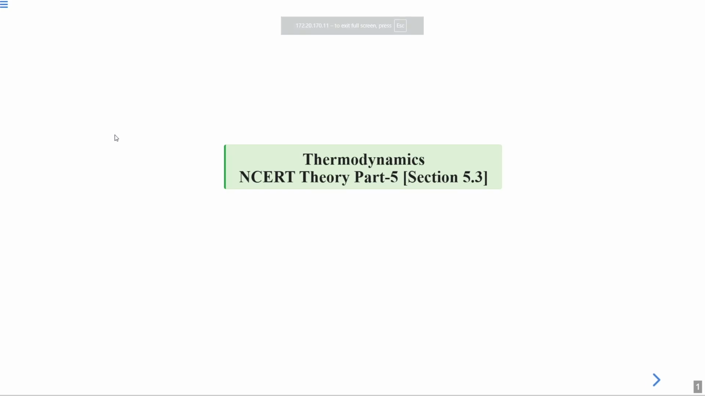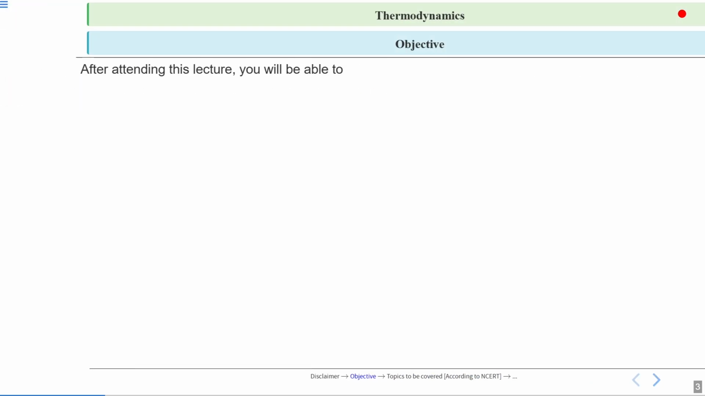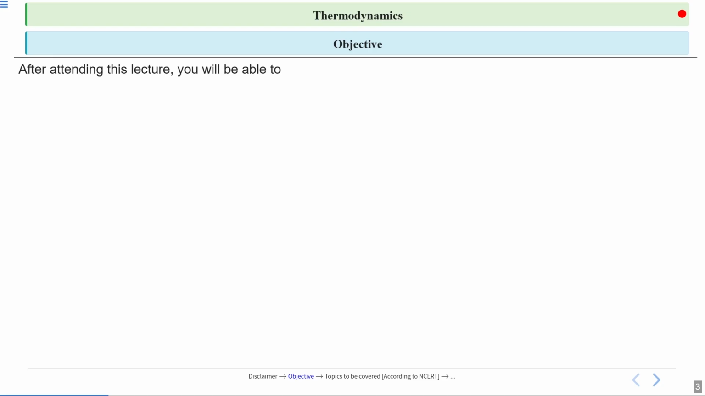So today we'll see the thermodynamics NCERT theory part 5, in which we will cover section 5.3. So this is the disclaimer. If I talk about today's objective, we've already covered the delta U measurement with the help of a calorimeter. Today we will see the delta H measurement using a different kind of setup, but the principle would be the same.